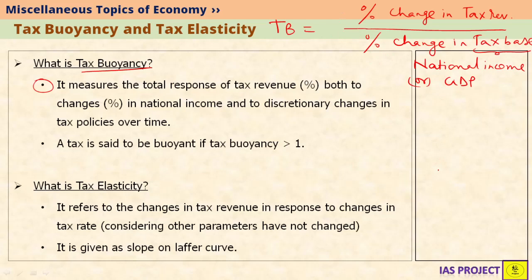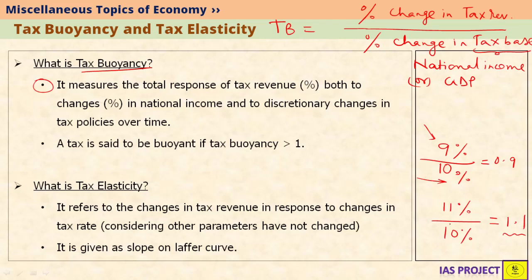For example, GDP is growing at 10%, but taxes are growing only at 9%. So this means that tax buoyancy is 0.9. It is less than 1. What we understand by this is that the rate at which the national income or GDP is growing, the tax revenue is not growing at that same rate. For example, if tax revenue is growing at, let's say, 11% and GDP is growing at 10%, this means that tax buoyancy is 1.1.